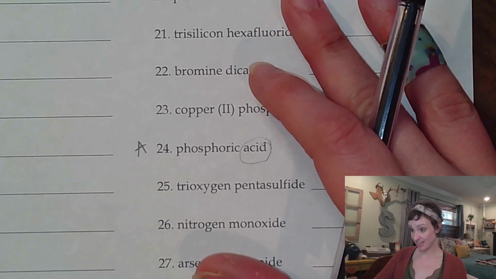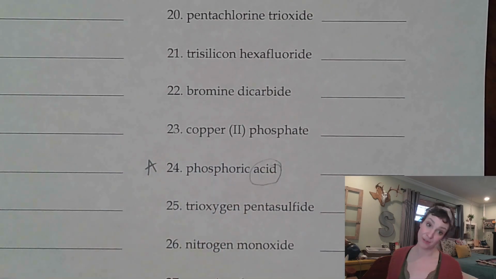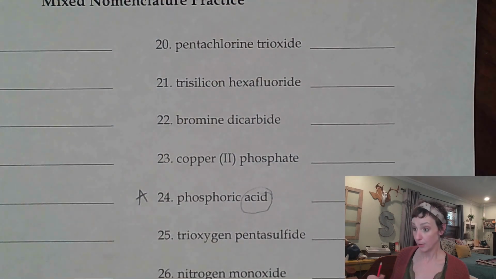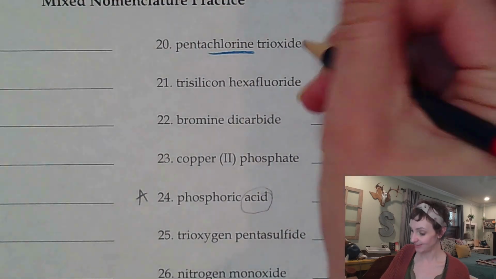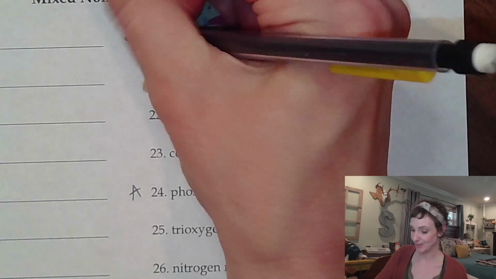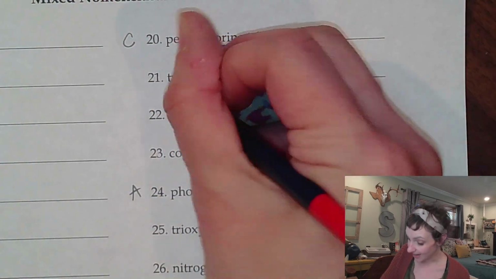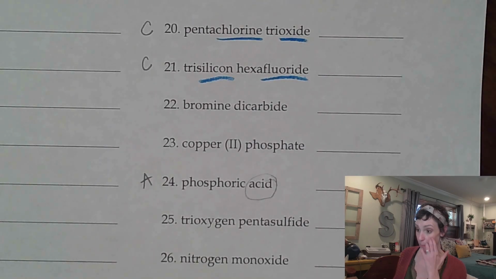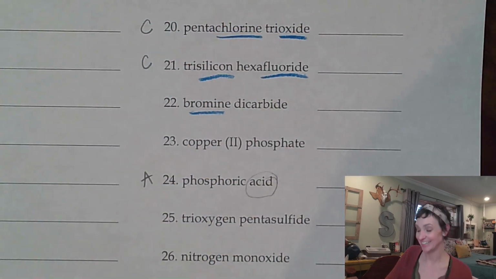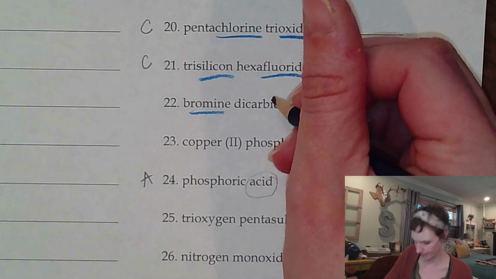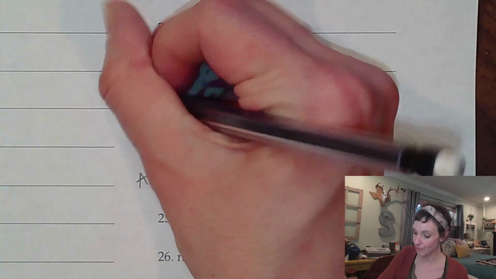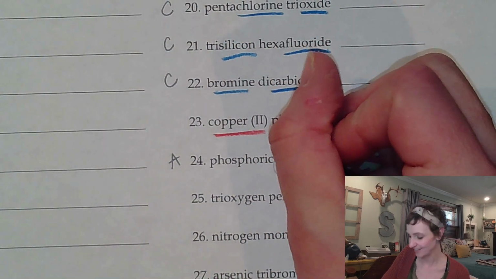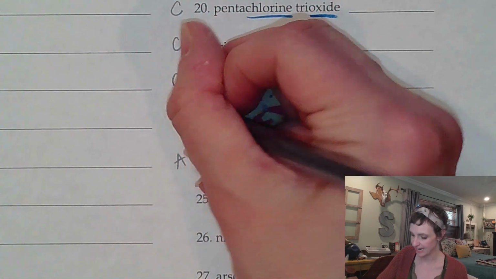Now over here on the naming thing, same thing. I'm going to be looking for acid to tell me if it's an acid, but then I'm also going to be looking for that first guy if it's a metal or a nonmetal. Chlorine, nonmetal. Oxide, oxygen, so he is covalent. Silicon, a nonmetal. Fluorine, a nonmetal, also covalent. Bromine, a nonmetal. Dicarbide. It's carbon. A nonmetal. Covalent. Copper. Here we go. A metal. And then phosphate is a negatively 3 charged polyatomic. Okay, so I've got my first ionic here.